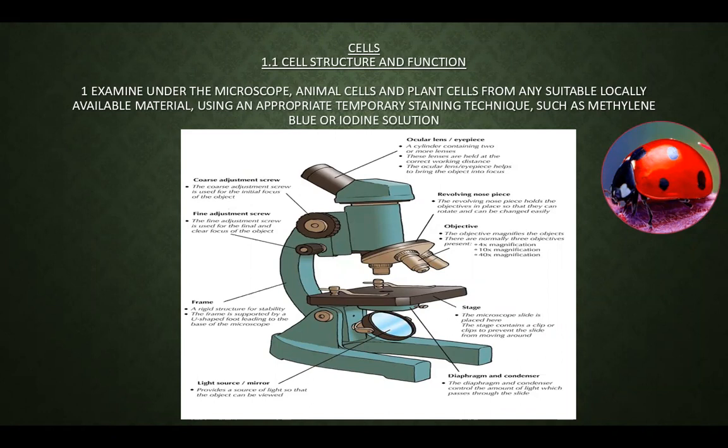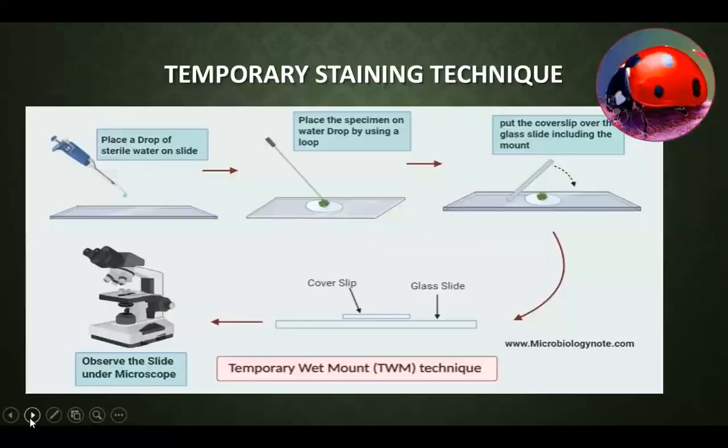And let's move forward. As you know the different parts of the microscope, the next learning outcome is to examine the different types of animal cells and plant cells under the microscope using suitable locally available materials. Let's start with the onion cells. But before starting with the onion cell, let's talk about the basics of the temporary staining technique. What is the procedure of the temporary staining technique?